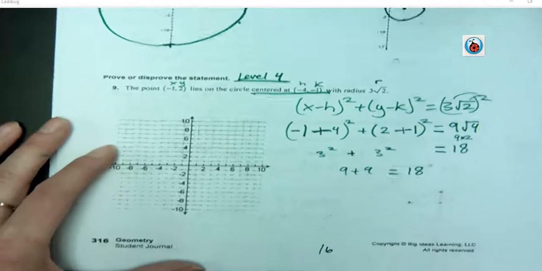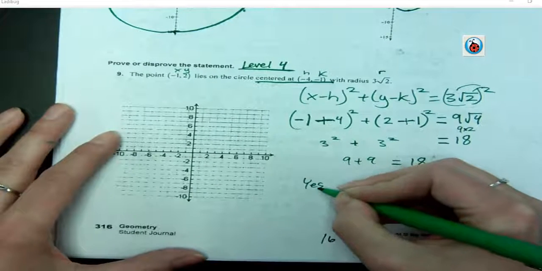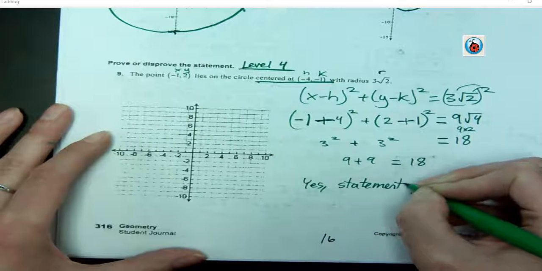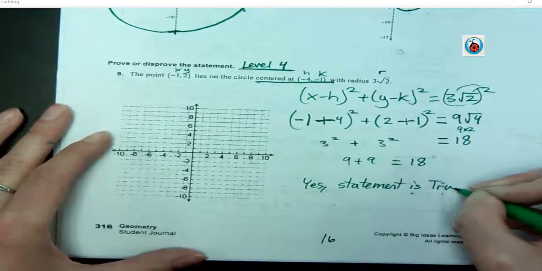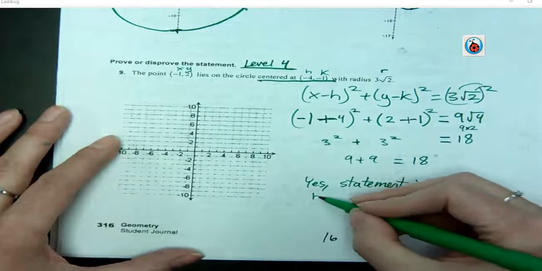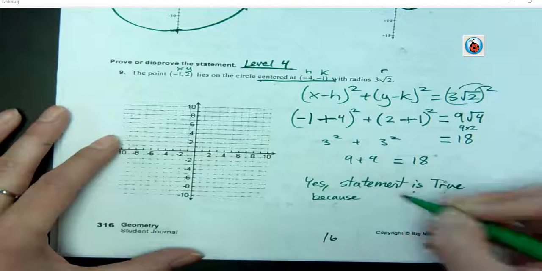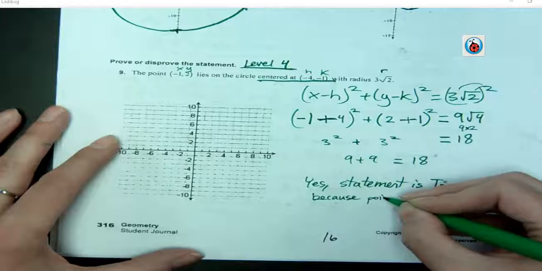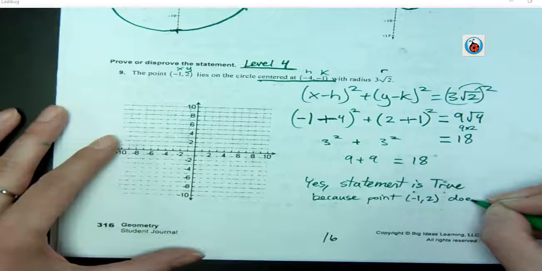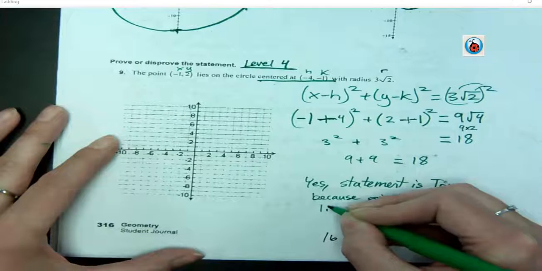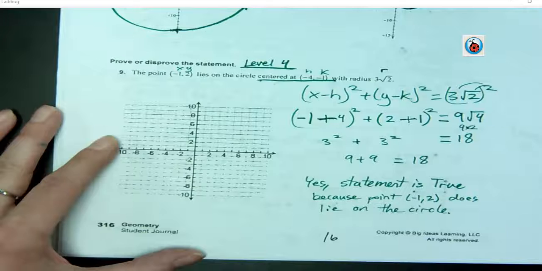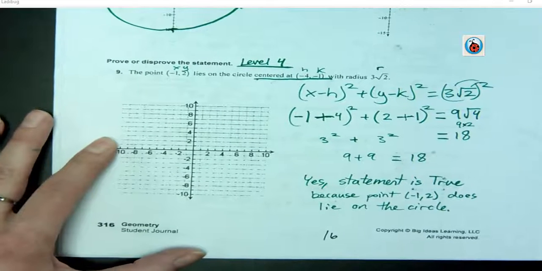So we say, yes, statement is true. Because our point -1, 2 does lie on the circle. And that is it for our notes today.